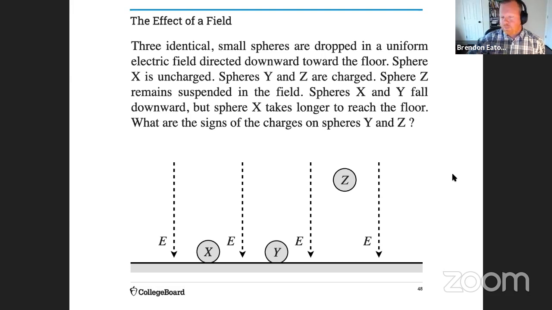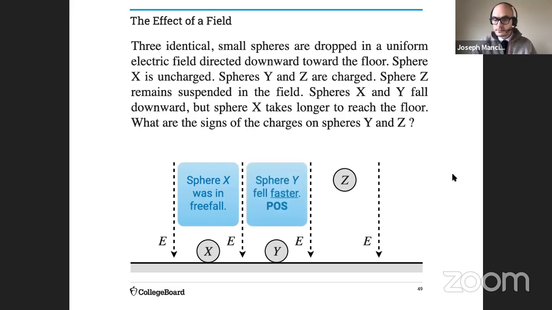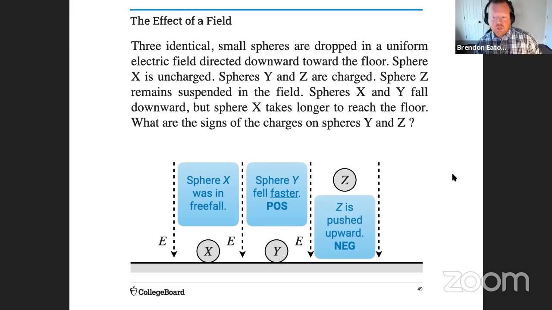And since it's pointed upwards, what sign of charge do you think sphere Z actually has? Well, I know that the electric field points down, and that's the direction that a positive charge would experience a force. So I bet sphere Z has a negative charge. The electric force is pointed upwards and balancing out the gravitational force. So going to what you see on your screen, sphere X was in free fall, so it fell in a certain amount of time. If sphere Y were to get there faster, sphere Y had to be positive because it was experiencing more than just the gravitational force, pointing downwards. And sphere Z is pushed upwards by the electric force, so it had to be negative in this case.